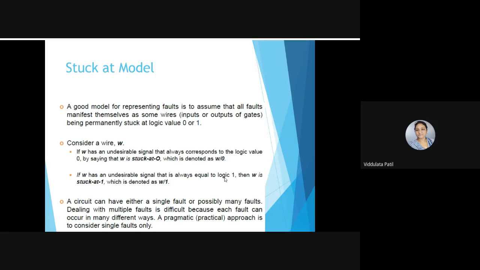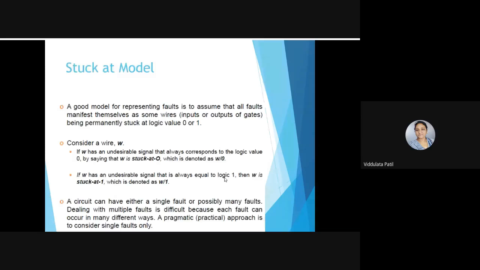As we discussed, there may be certain faults, and one of them is called the stuck-at model. A good model for representing faults is to assume that all faults manifest themselves as some wires being permanently stuck at logic value 0 or 1. So the logic at that wire is permanently stuck at logic 0 or logic 1, which is called stuck at 0 or stuck at 1.